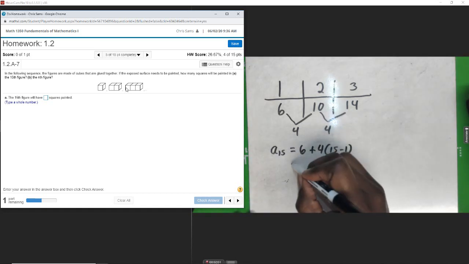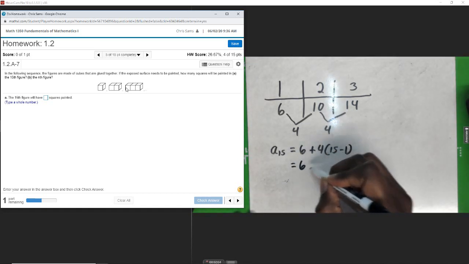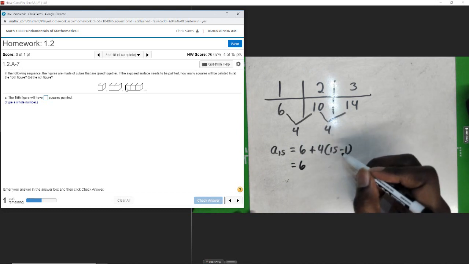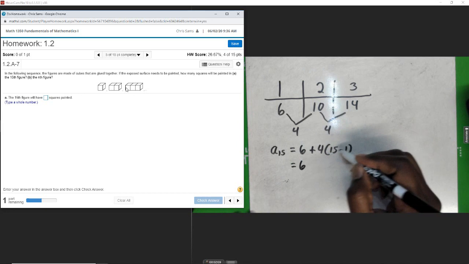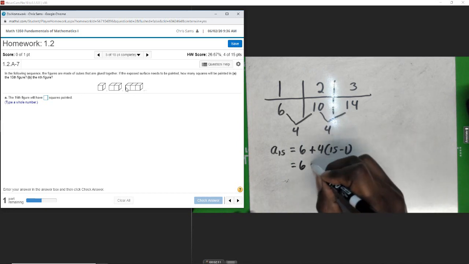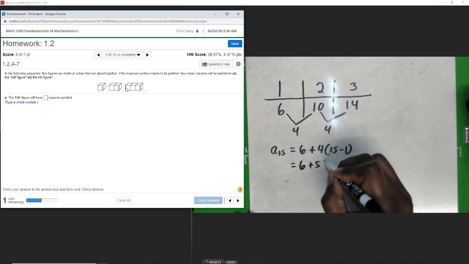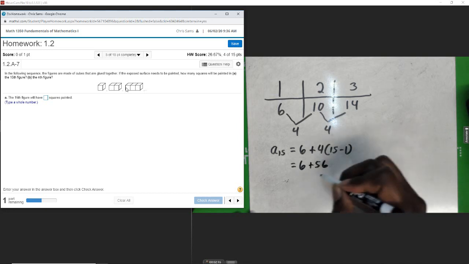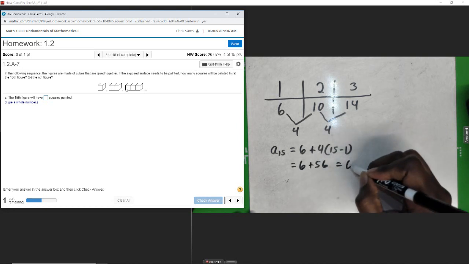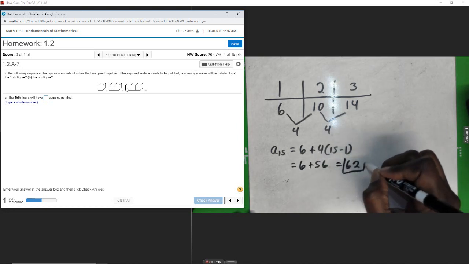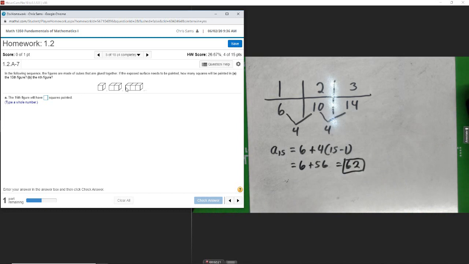So we would do 6 plus 4 times 14. I can just do 60 minus 4, it gives us 56. All right, and then this will give us 62. So we would have 62 squares to paint in the 15th image.